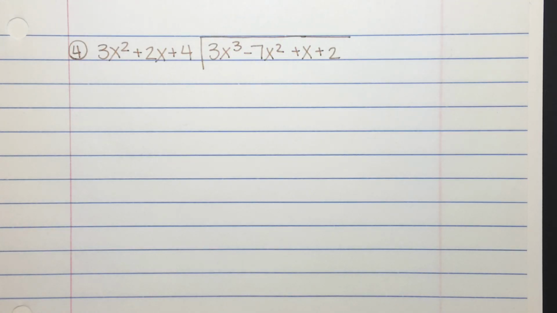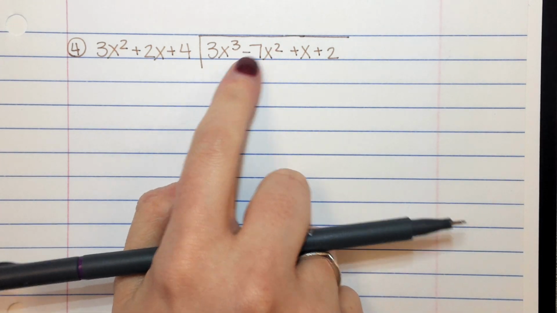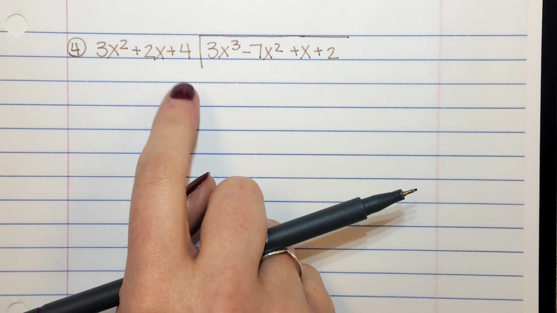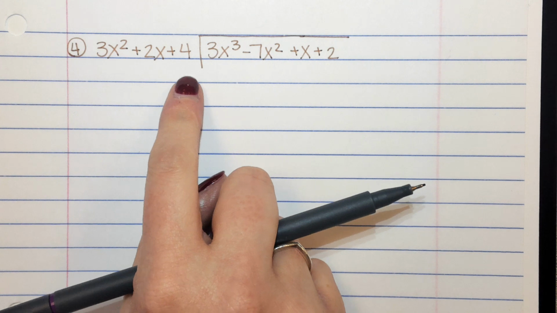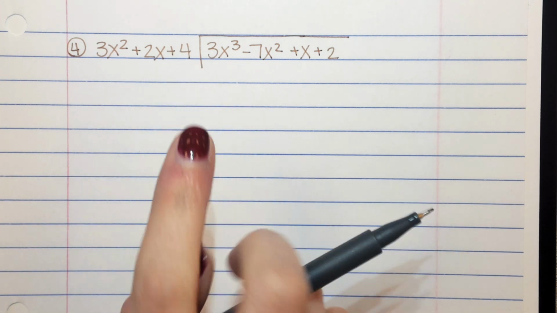Okay, here's number 4. This one's a little bit different. You've got a polynomial with 4 terms, and we're dividing it by a trinomial, so with 3 terms. So this is a little bit different, but we're going to do it the same way. I think you only have one like this in your homework, and I think it's the very last example, okay? But we're going to follow the same process.